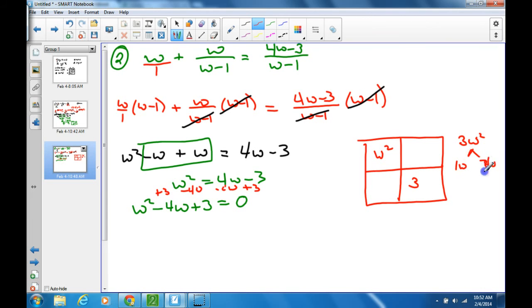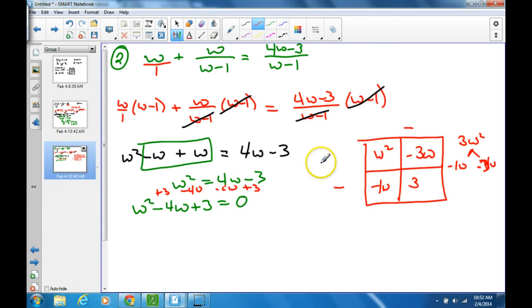Oh, so this should be a 3, by the way. Oh, only one of them. Oh, yeah, both. You're right. They're both negative because it has to add up to be a negative 4W. So we got negative 3W here and negative 1W here. Since they're both negative here, I need to make sure they're negative on the outside too, okay?